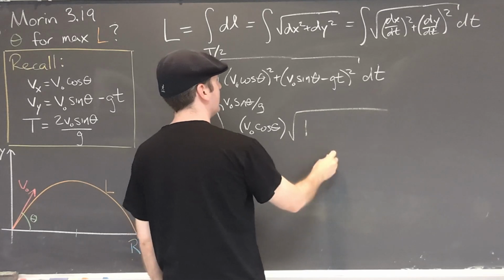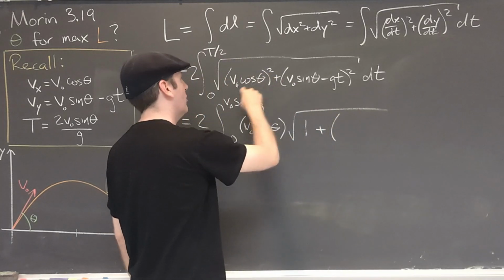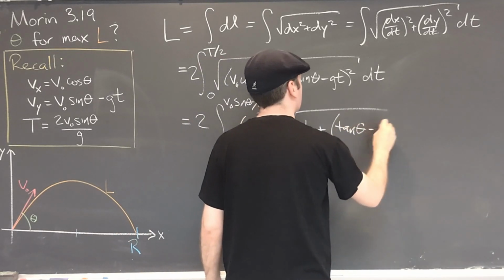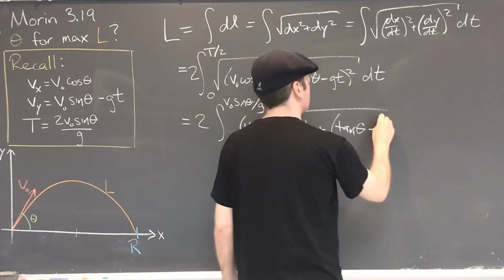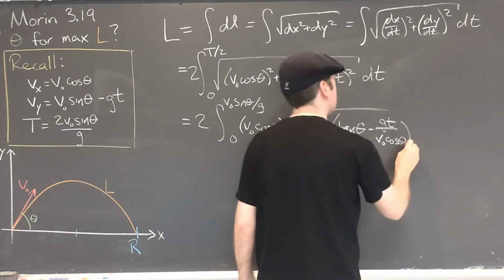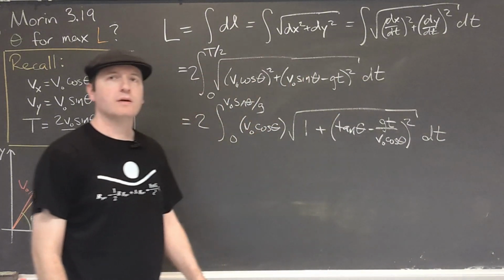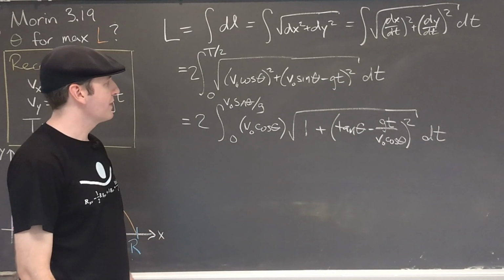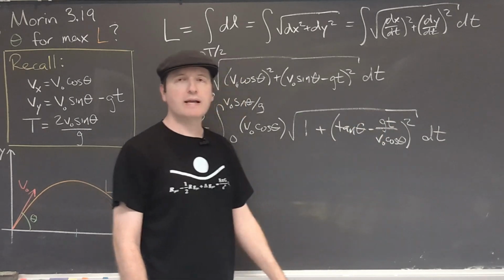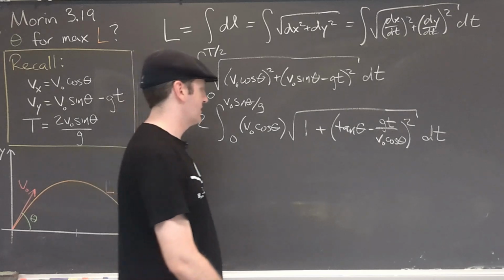We'll be left with a 1 here, and then I'll have v naught sine theta over v naught cosine theta, which is going to be tan theta. And then the gt, unfortunately, does still have a v naught cosine theta left in its denominator. That's still all squared. So we end up with this integral left. And now we can see that this bit in parentheses is begging to have a u substitution performed. So let's do that off to the side here.